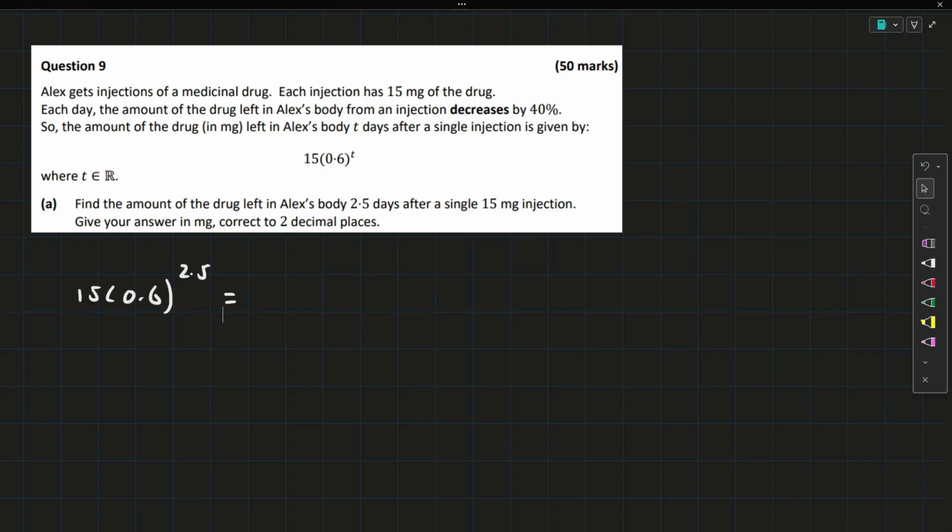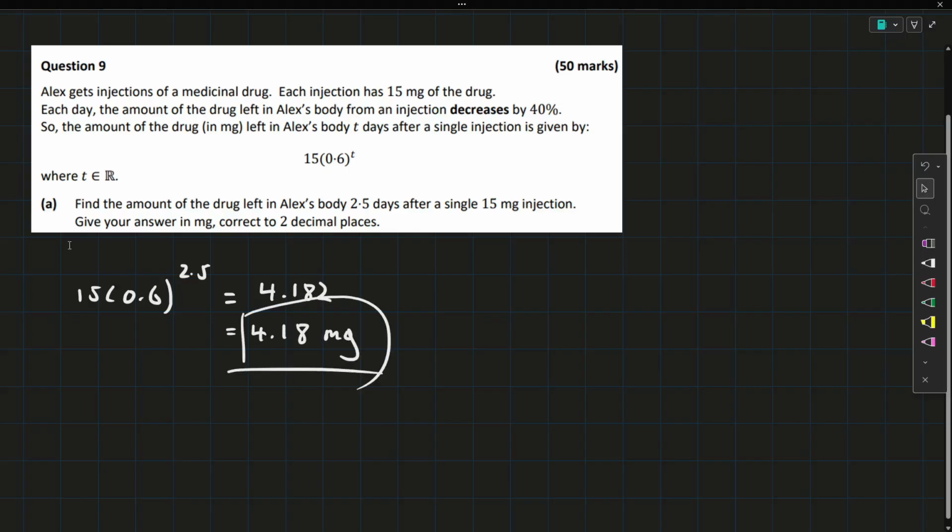And that is equal to about 4.182. To 2 decimal places, it'll be 4.18. And remember, the unit is milligrams. We're told that in the question.